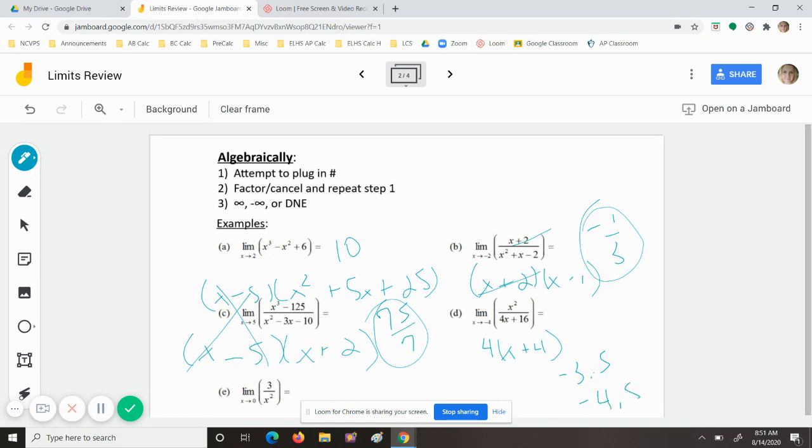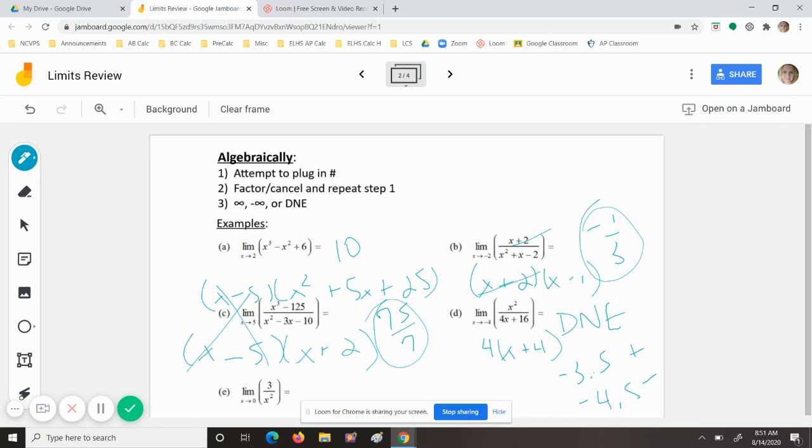Now, we're not interested in the actual number. We only care about the sign. So if we plugged in negative 3.5, we'd have a positive over a positive. We'd get a positive answer. If we plugged in negative 4.5, we would have a positive over a negative, which would give us a negative answer. So at this point, those signs are not the same. We have a positive, we have a negative, so this limit does not exist.